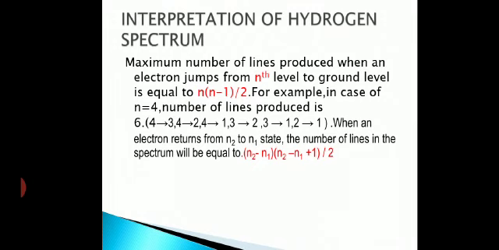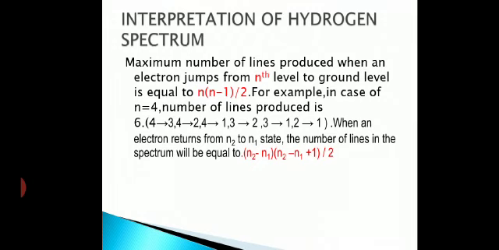When an electron jumps from n2 to n1, the number of lines in the spectrum will be (n2 minus n1) into (n2 minus n1 plus 1) divided by 2, as I have given you on the screen. So n2 is given, n1 is given. Suppose n2 is 4 and n1 is 3. Then (4 minus 3) into (4 minus 3 plus 1) divided by 2 will give you the maximum number of lines produced. So you can calculate theoretically, mechanically, or also by the help of the formula in this way.